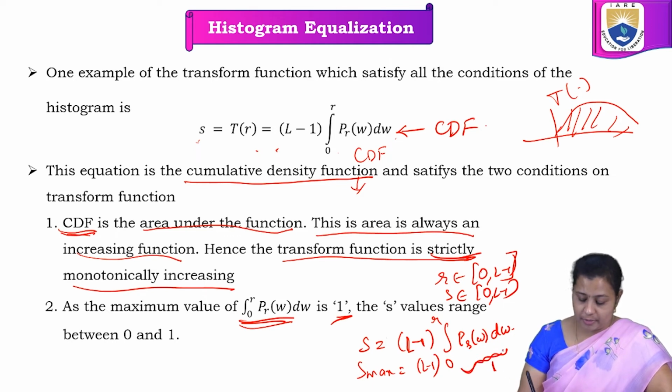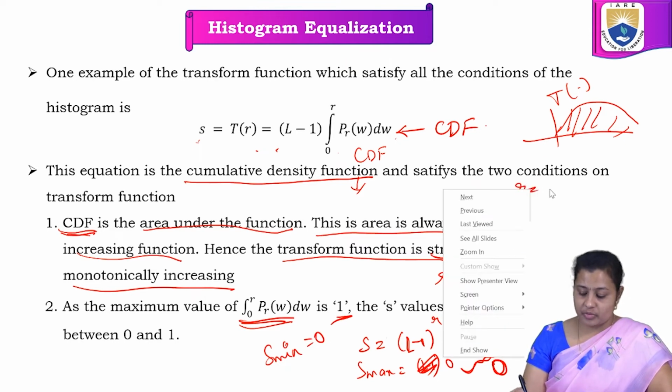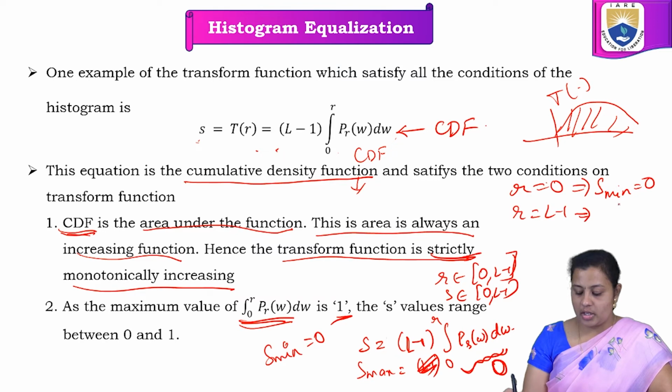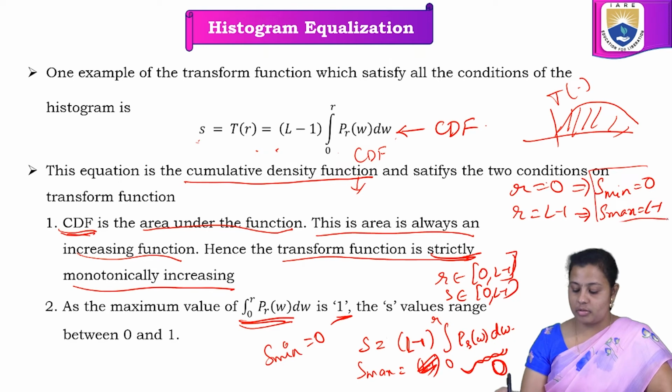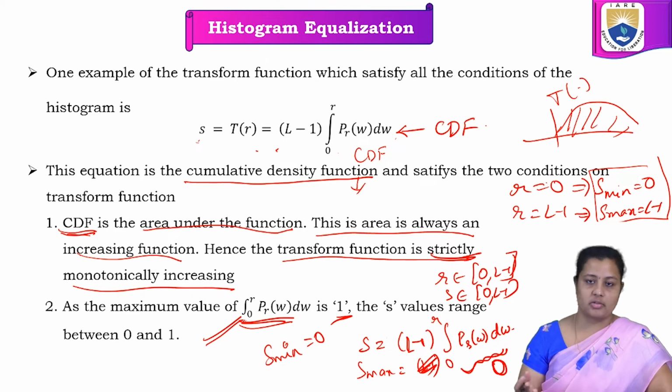Now, this function has a minimum value of 0, so S minimum becomes 0. If R is equal to 0, then we get S minimum, which is equal to 0. If R is equal to L minus 1, then we get S max, which is L minus 1. So S falls between the range 0 to L minus 1. So this condition of the transform function is also satisfied.